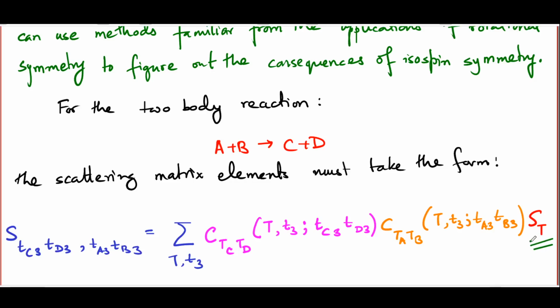And of course, what is suppressed here in this notation is that St depends not only on T but also on the momentum of the incoming particles and their helicities and so on, but they are in particular independent of the TA3, TB3 parameters which actually distinguish one particle from another.